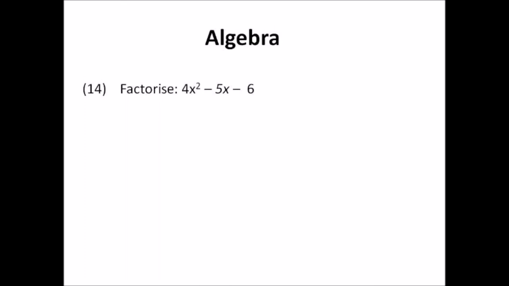Number 14, algebra again, factorize. 4x squared minus 5x minus 6. You're just factorizing, give the factors. You're not solving. So now here you have to look at the 4 and look at the 6 at the back. And then you must get the negative 5 in the middle. So let me see, you can do trial and error. Put your numbers down, cross multiply. Make sure you get negative 5 in the middle and you get negative 6 when you multiply at the back. Trial and error, guys. Calculator can't help you here.